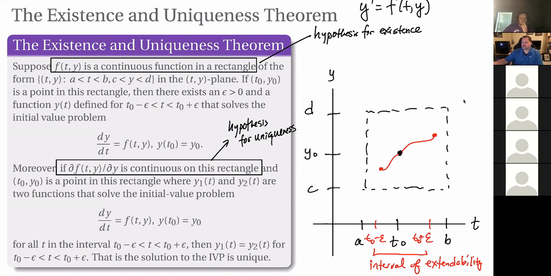What would it take for there to be no rectangle available? What must be true if that's the case? For us to lose existence and not be able to form a rectangle around our initial point, what must be true about that initial point?